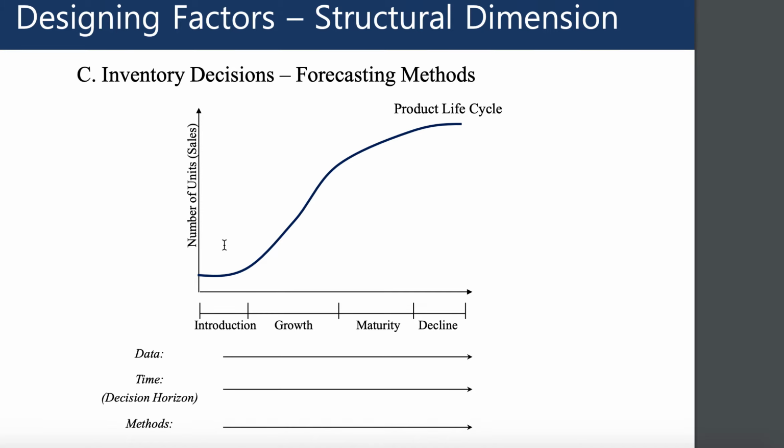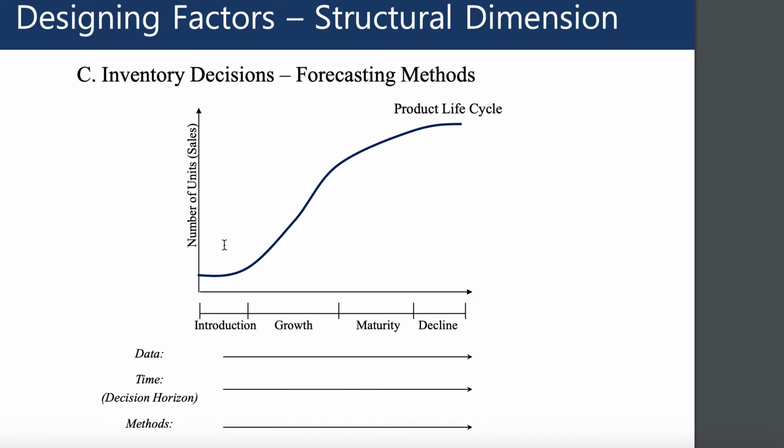Okay, so in inventory decision, our forecasting method is basically based on our product lifecycle. Because in a product lifecycle, which you found in marketing, it basically investigates how much demand of this product, how much sales of these products you can incur after the product is published in the market.